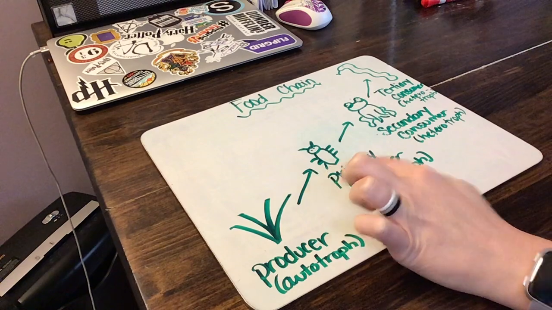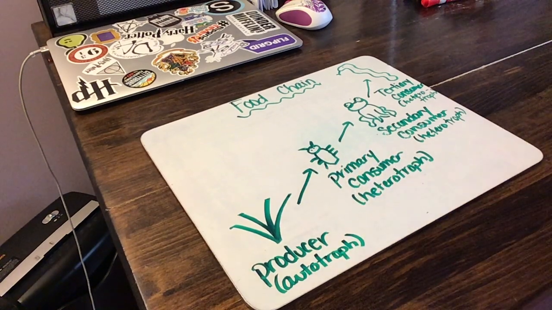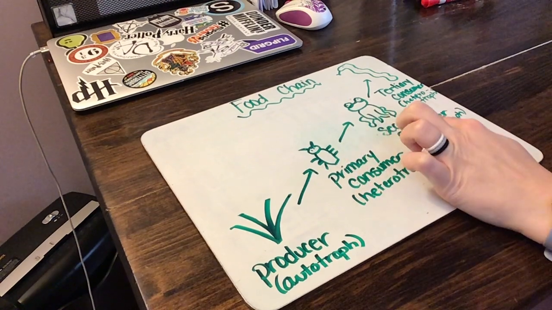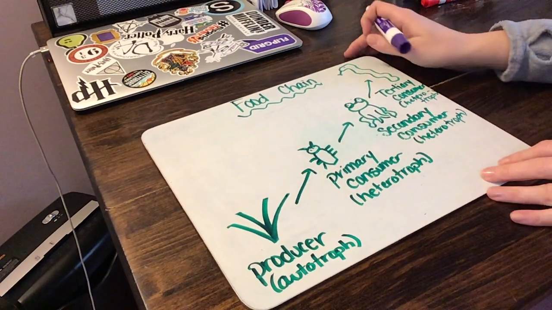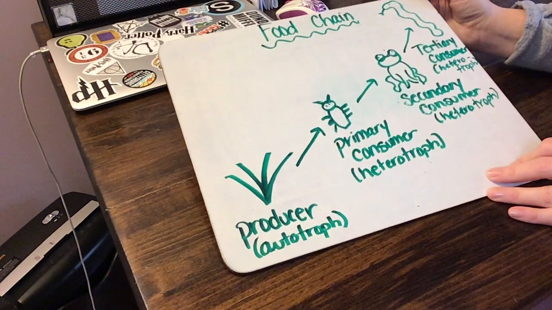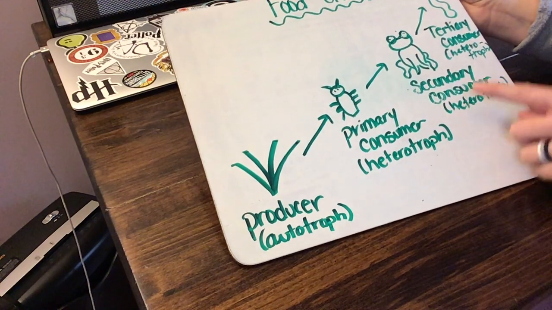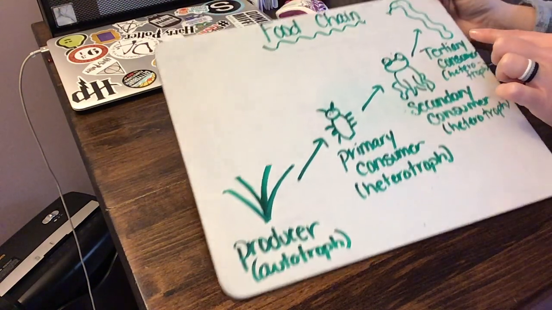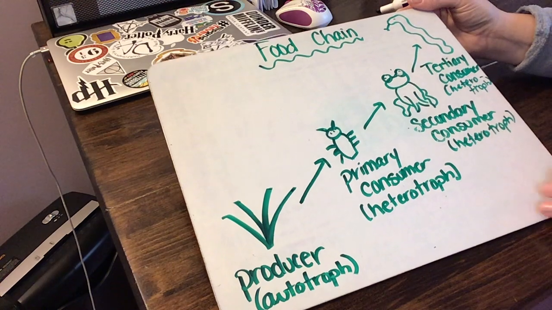So remember that a food chain is going to be producers, which we call autotrophs, are going to pass their energy to primary consumers, which we call heterotrophs, okay? Those primary consumers get eaten by the secondary consumers, and those are also heterotrophs. And then the secondary consumers are going to get eaten by the tertiary consumers, which are also heterotrophs.